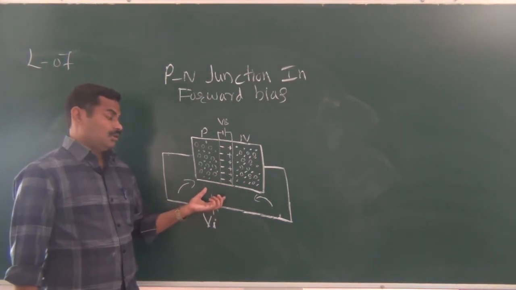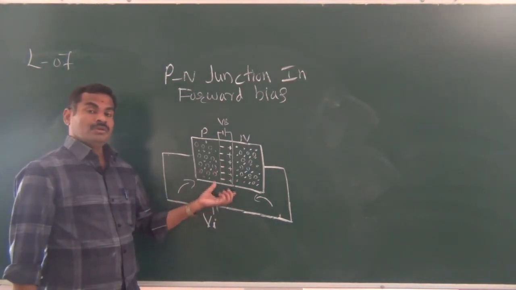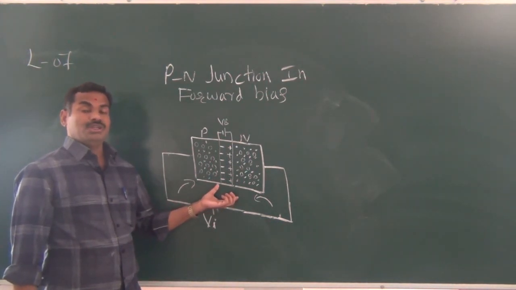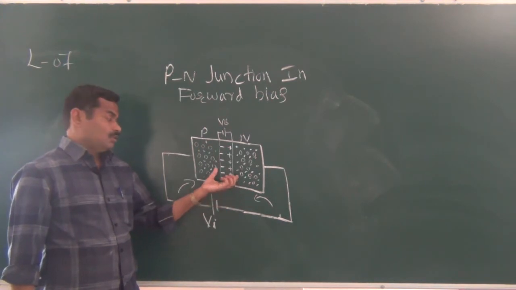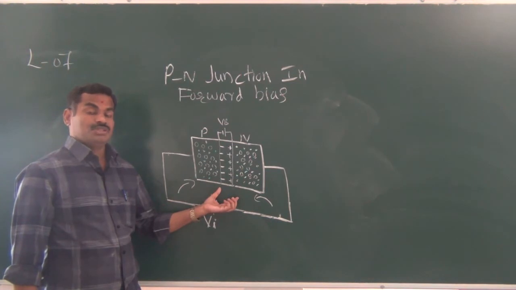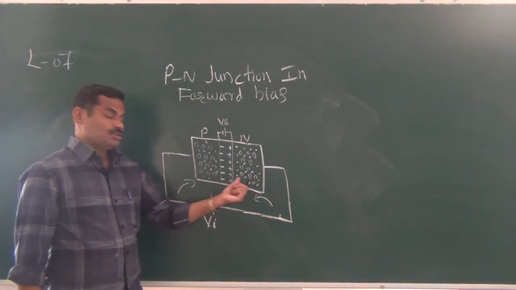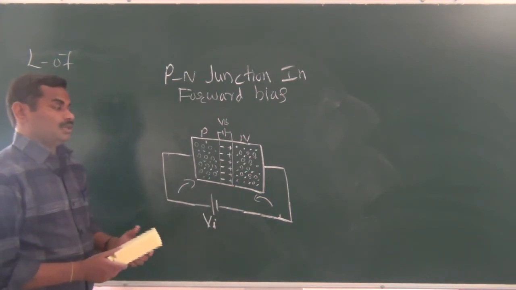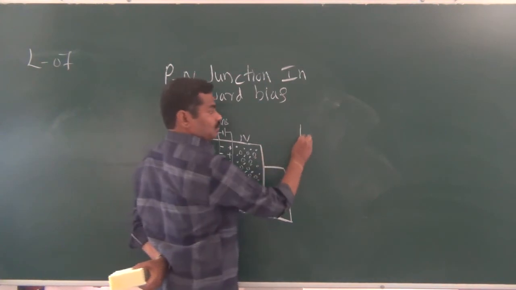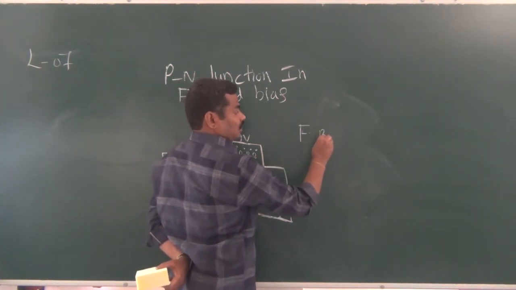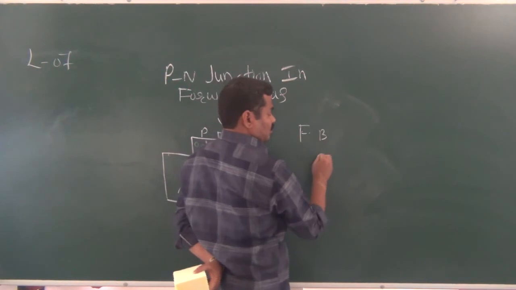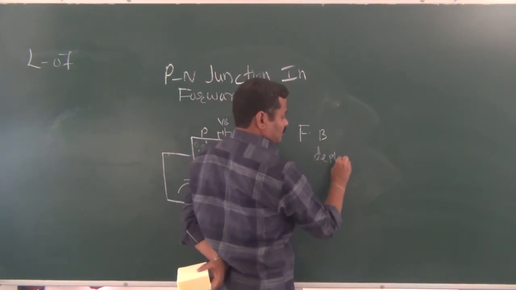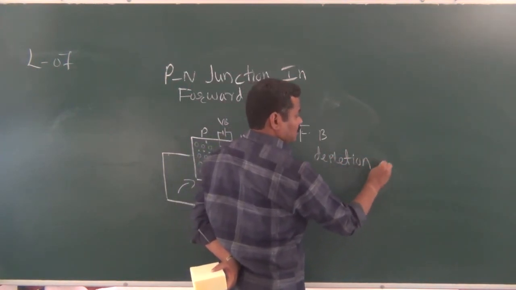Because the electrons and holes are moving towards the junction, this is one important reason why the diode conducts only in the forward bias. Because in the forward bias, the depletion layer is very narrow. Why does the depletion layer reduce? Because electrons and holes move towards the junction. In the forward bias, what you write: in the forward bias, the depletion layer decreases.